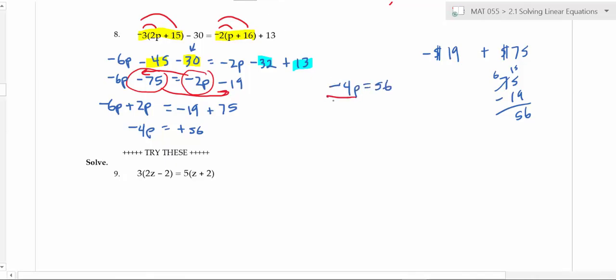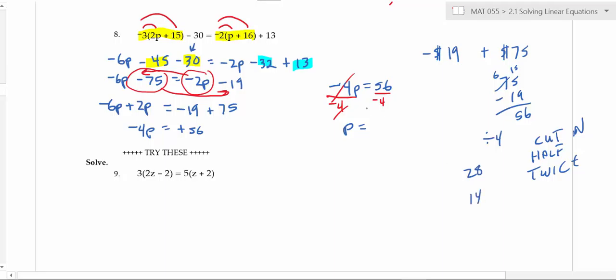Now you can divide both sides by negative 4. All right. And that cancels out. That leaves you p. And then you can work this out at the side if you want to. 56 divided by 4. Let me tell you how I do this in my head. If you divide by 4, dividing by 4 means cut in half twice. It's easy to divide by 4 in your head. Half of 56 is 28. Half of 28 is 14. And then a positive divided by a negative is negative 14. Learn to do stuff like that. Divide by 4, cut in half twice.